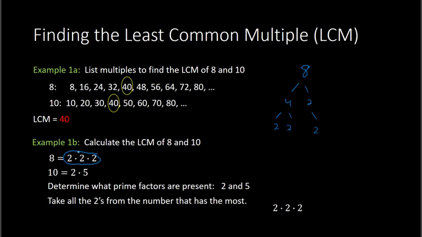And then we have 5's as well, so we see which one has the most 5's. Well, 8 has no 5's, 10 has 1 5, so 10 has the most, and we take all of its 5's, which in this case is just one of them. So I put that with the 2's as well. So we have 3 2's and we have a 5. We multiply those together, and that gives me my answer of 40.